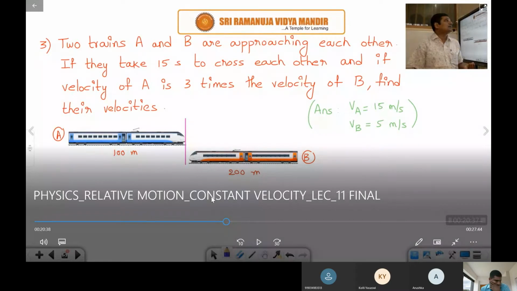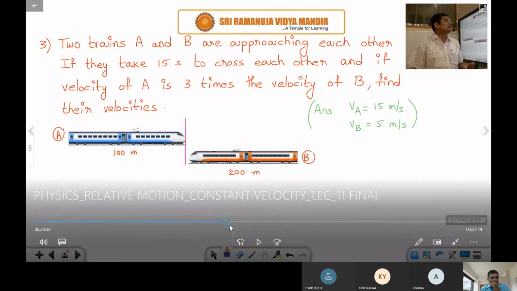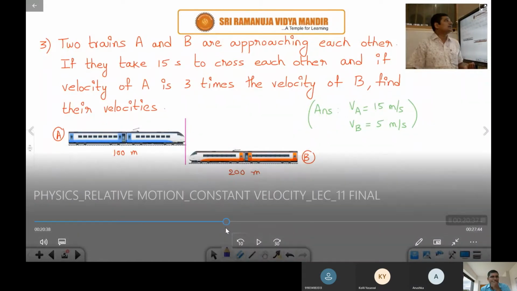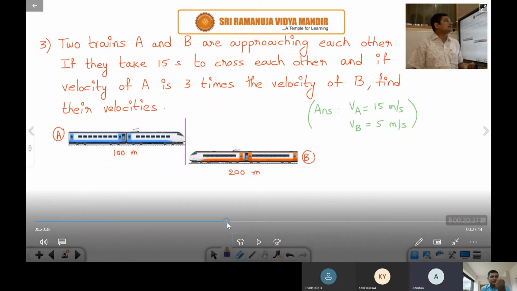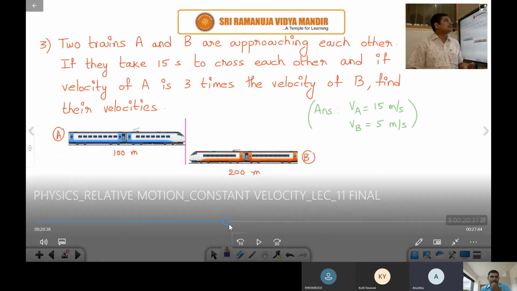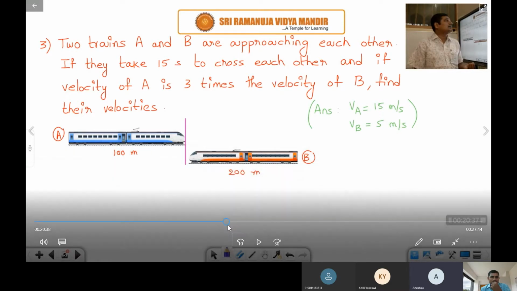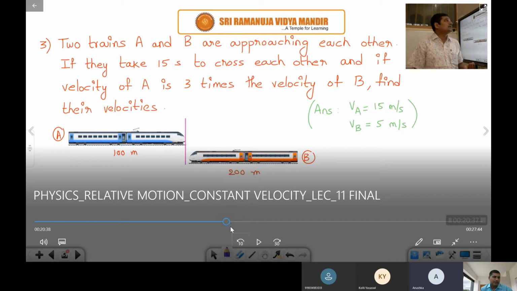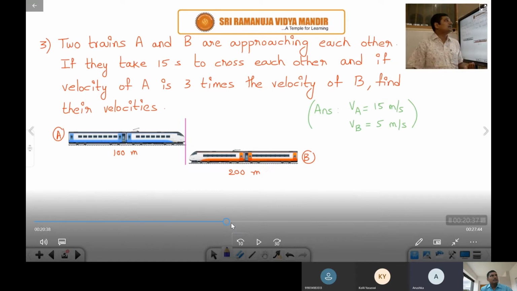Anushka. Yes, sir. How to do? First we'll write down all the values. The velocities are not given here, so whatever is given in the question, we'll write it down. Then after that, sir, use the formula V is equal to U plus AT.